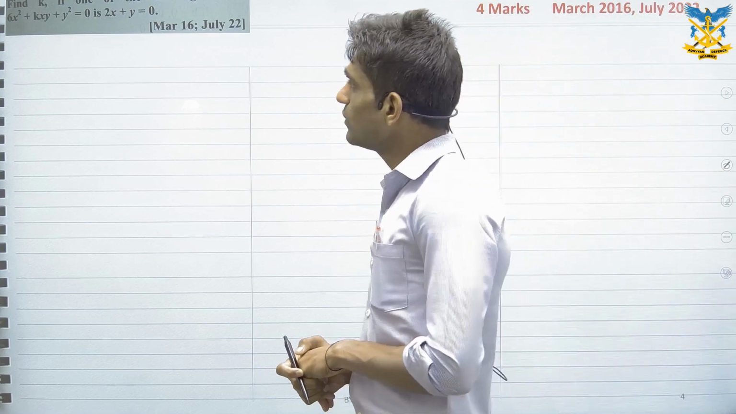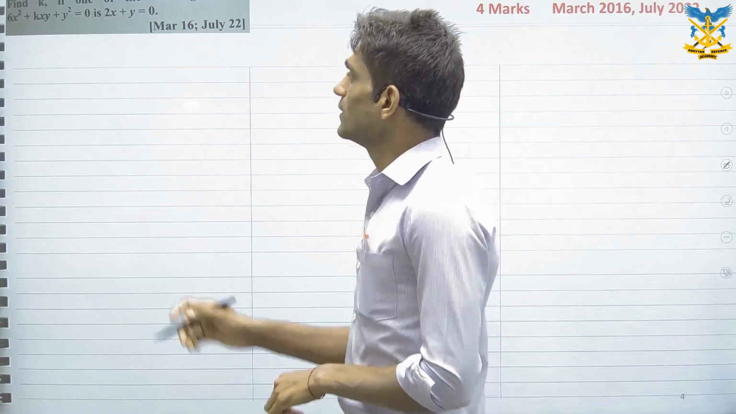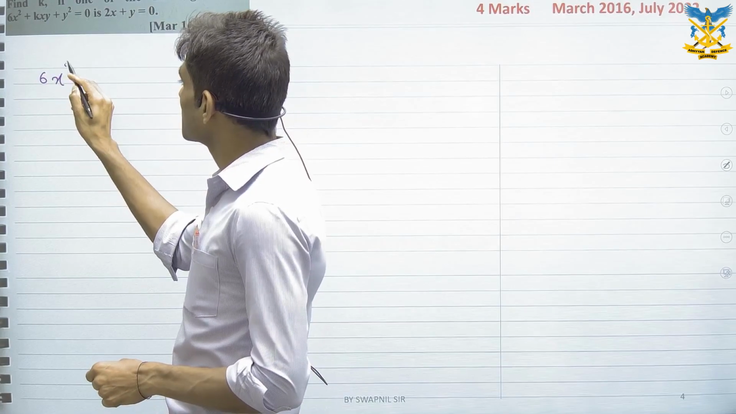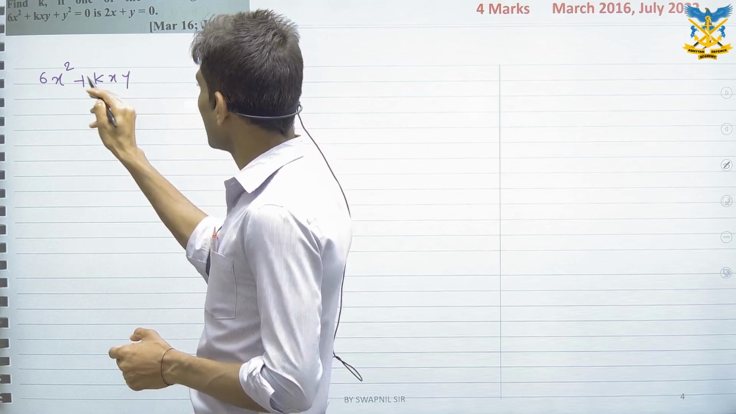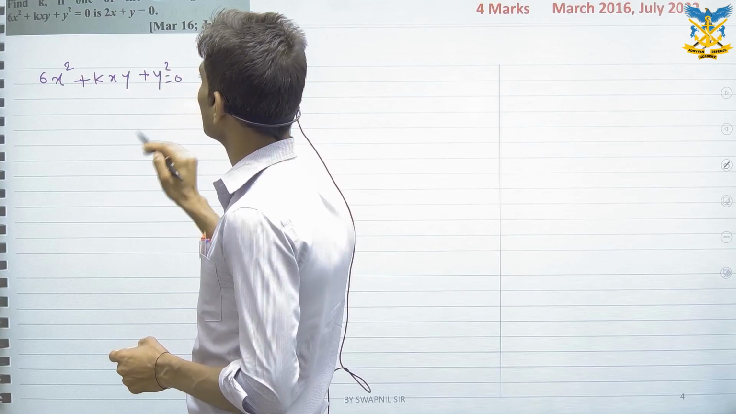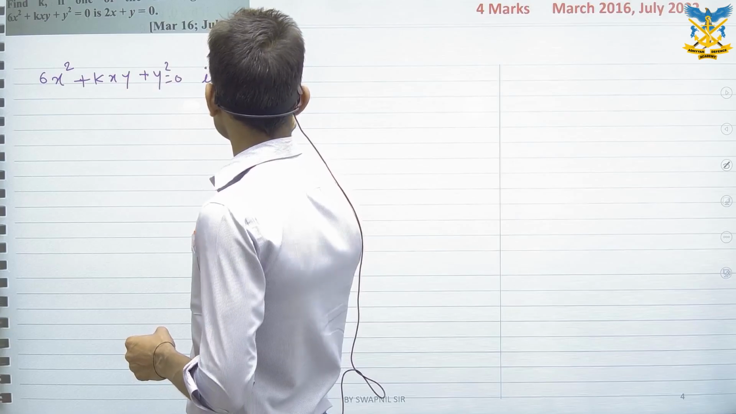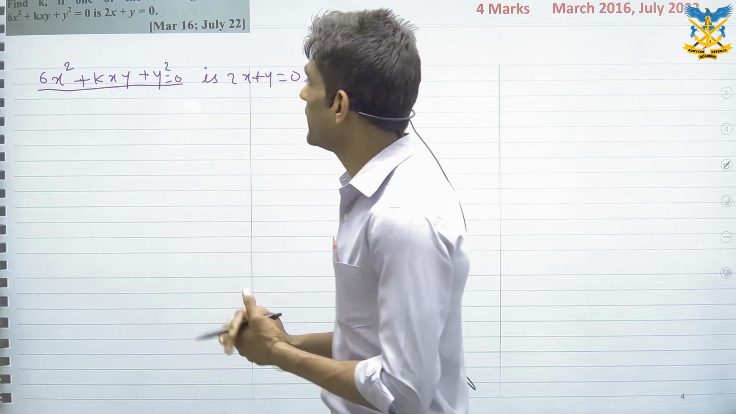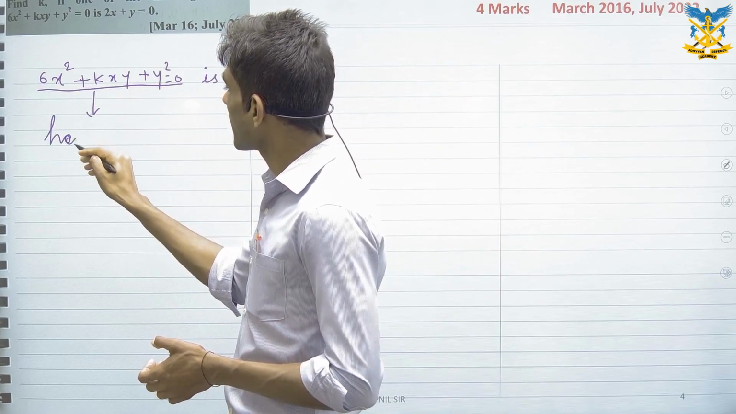So we have the next example: find the value of k if one of the lines given by 6x² + kxy + y² = 0 is 2x + y = 0. We are given this homogeneous equation of degree 2.